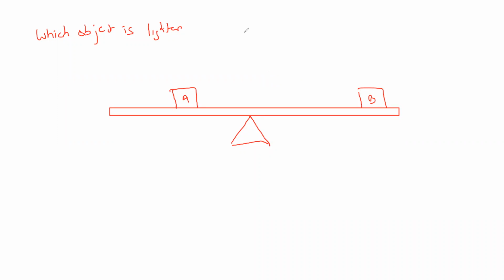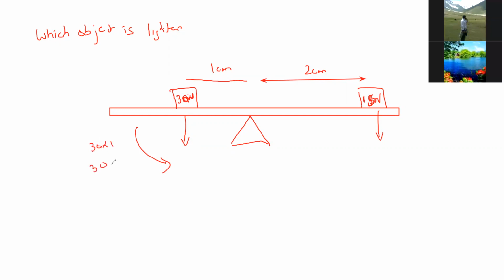How can you work this out? I will use numbers to explain the idea. For example, A is 30 newtons and B is only 15 newtons. A is placed 1 centimeter away from the pivot and B is placed 2 centimeter away from the pivot. A will produce an anti-clockwise rotation. So 30 multiplied by 1, that's equal to 30 newton centimeter.